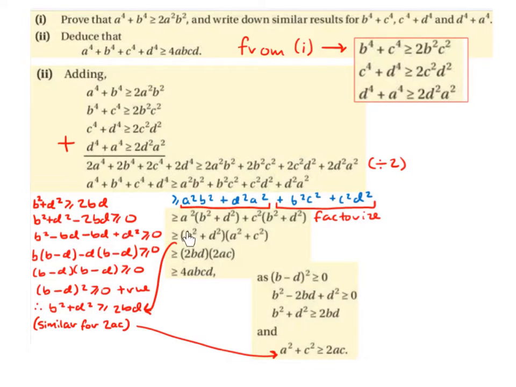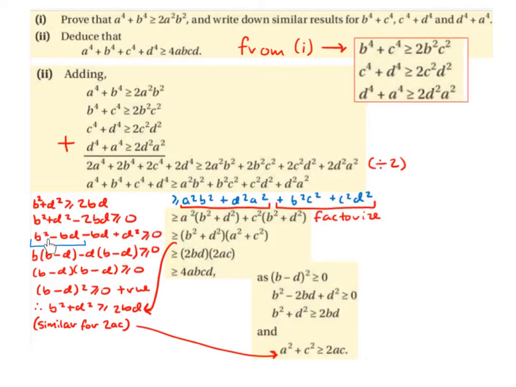So let's just see, can we prove this? So let's let b squared plus d squared be greater or equal to 2bd. We're going to bring the 2bd over the equal sign. It becomes minus 2bd. So we have b squared plus d squared minus 2bd is greater or equal to 0. We're going to split up the minus 2bd to give us minus bd minus bd. We're going to factorize the first two terms.